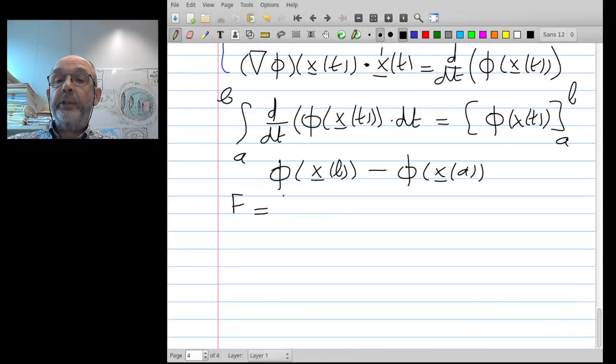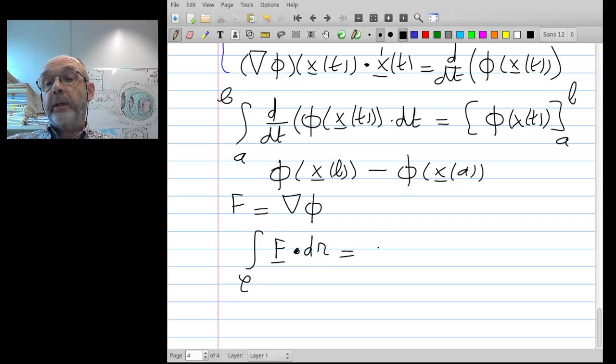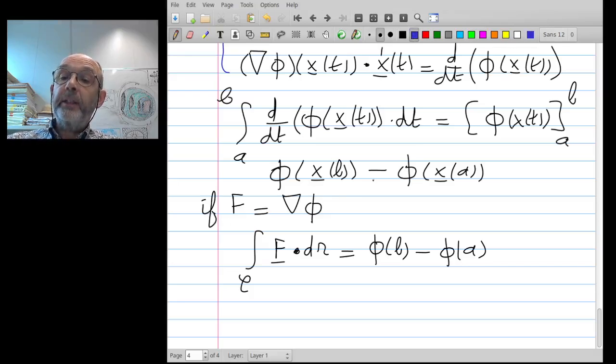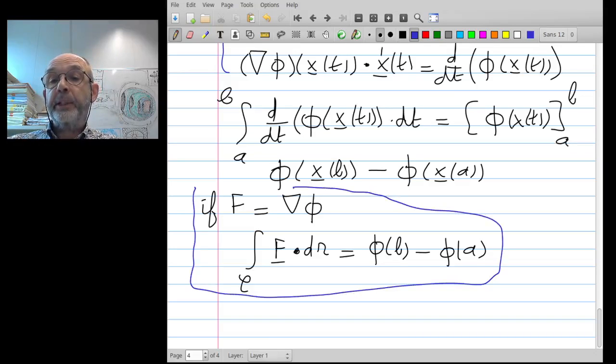So if f is the gradient of some potential and you want to calculate the integral of f inner product with dr, you see that you have the potential in the end point minus the potential in the begin point. So if your f is equal to the gradient of some potential, then that line integral gives you this expression here.